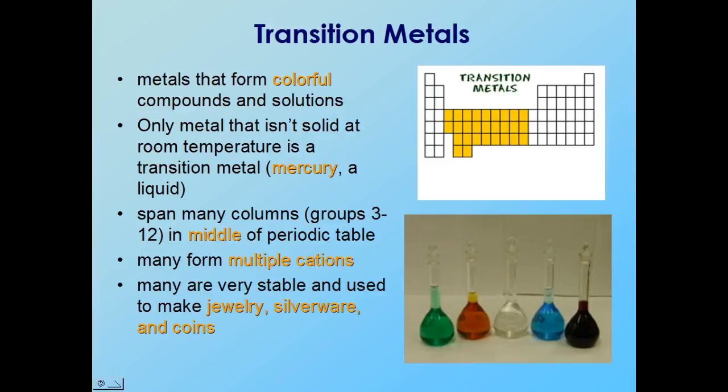Their last electrons are placed in the d sublevel. They have lots of places for the electrons to move, and therefore they can make multiple ions, and that's part of the reason I needed you to learn some different charges for your summer assignment. There are several transition metals that are extremely stable, and that's part of the reason we use them for jewelry and silverware and in our coins.